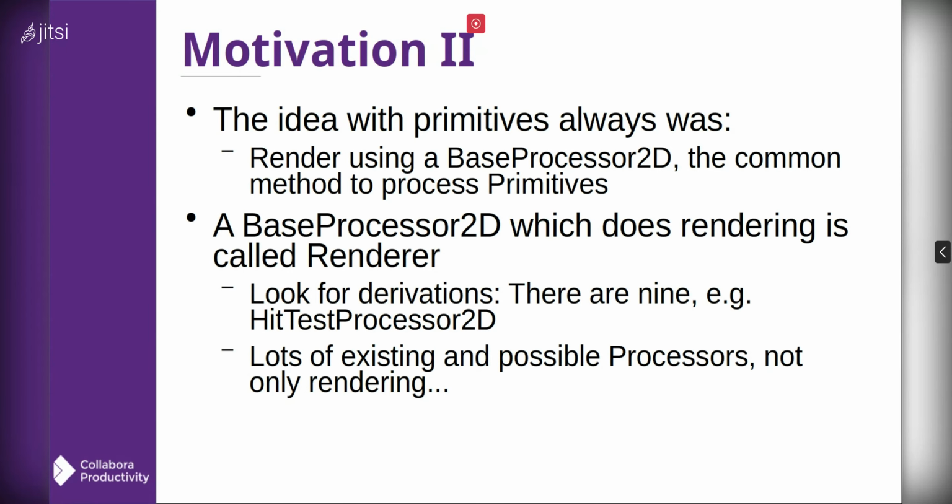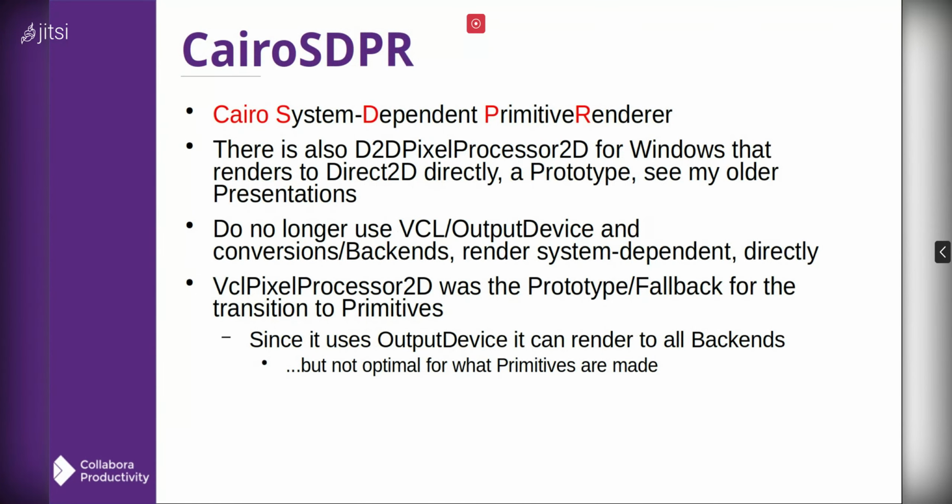Lots of existing and possible processors, not only rendering, as I said. There are also processors, for example, to extract the animation data from the primitives, which is also embedded in the primitives. You can use a processor to filter for any stuff if you only want to extract the text from a primitive sequence you have extracted from a draw object and stuff like that. There are many more possibilities for the future. So let's get to one of the existing ones because it's the best example, Cairo SCPR.